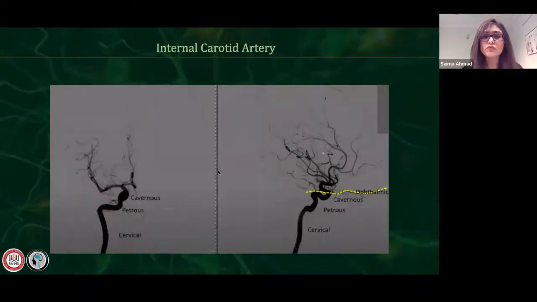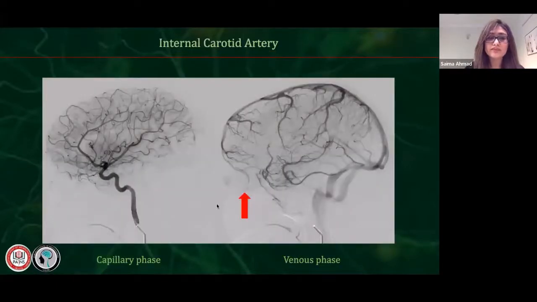Again, I want to highlight the same point, that the ophthalmic artery is a very important artery. To see the true ophthalmic originating from the siphon, we always have to see the lateral angiogram. And this is the dividing landmark between the intradural and the extradural compartment of the ICA. So this is the lateral angiogram, and this is the capillary phase, and this is the venous phase. With reference to the ophthalmic artery, one important point which I want to highlight here is the choroidal brush. See, this is the choroidal brush.